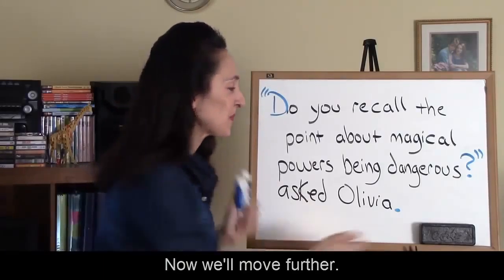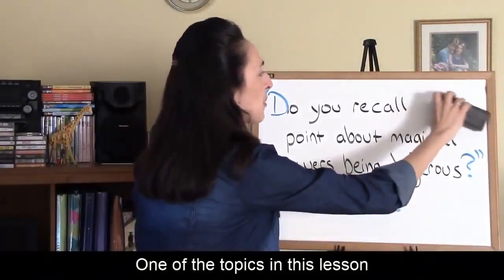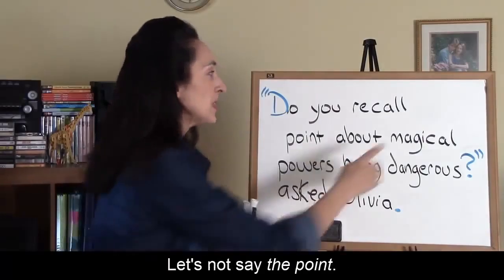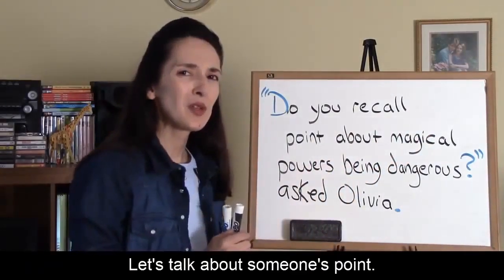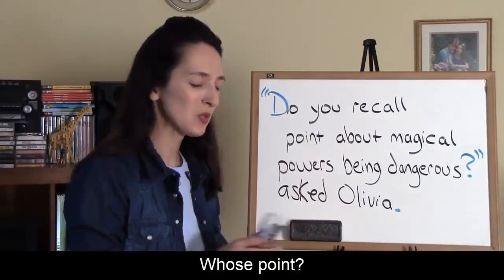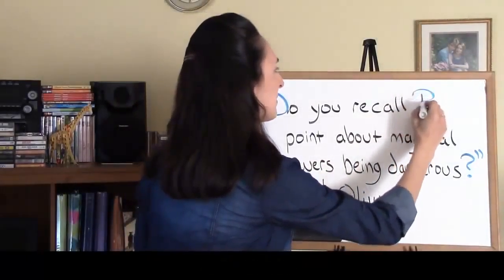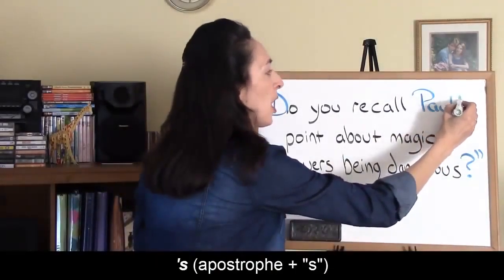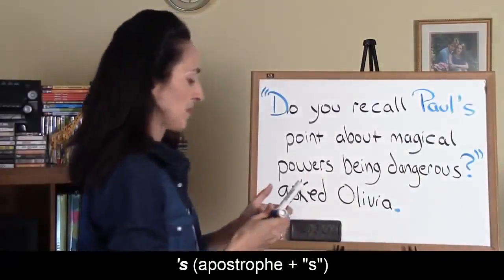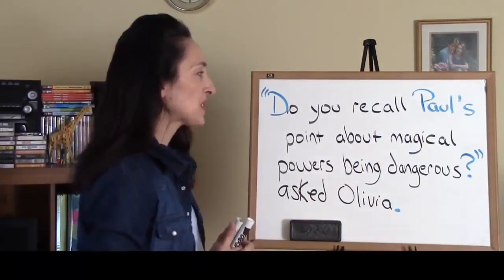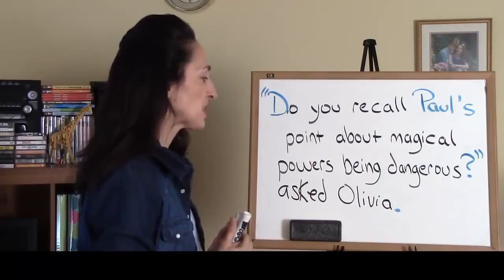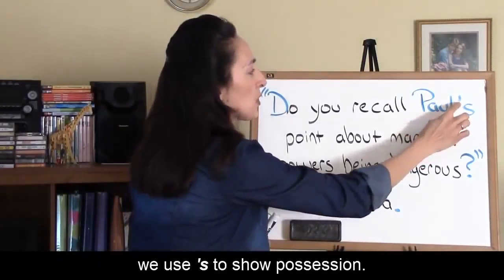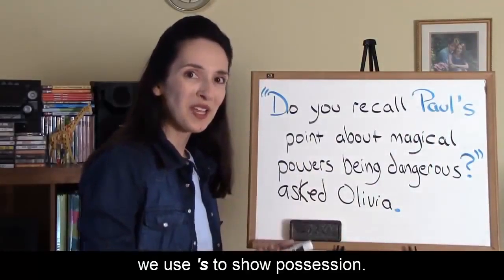Now we'll move further. One of the topics in this lesson will be possessive nouns. Let's not say the point. Let's talk about someone's point. Whose point? How do we show possession? Apostrophe S. "Do you recall Paul's point about magical powers being dangerous?" asked Olivia. When we have a person's name, we use apostrophe S to show possession.